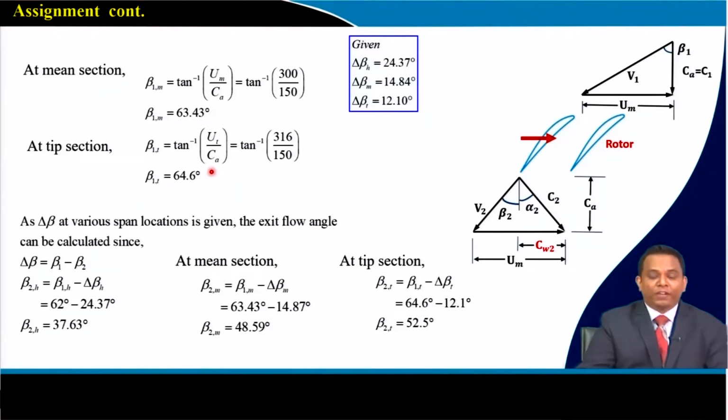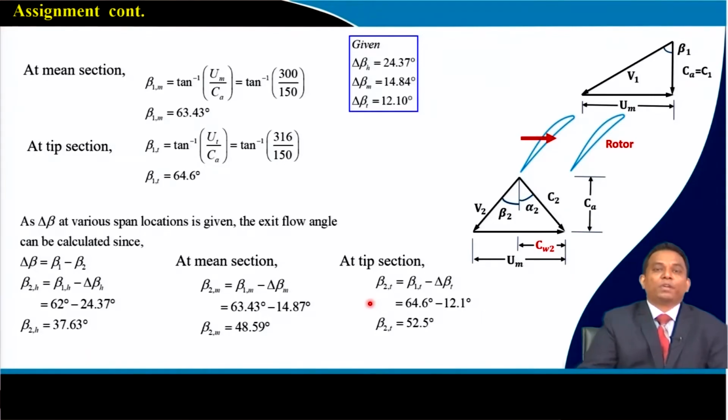Now, we are given delta beta at different stations. Delta beta at the hub is given as 24.37, at the mid station 14.84 degree and at the tip station 12.10 degree. So based on that we can calculate my exit air angle from the rotor. At hub we can calculate that as 37.63 degree. At mid section it is coming 48.59 degree and at tip station it is coming 52.5 degree.